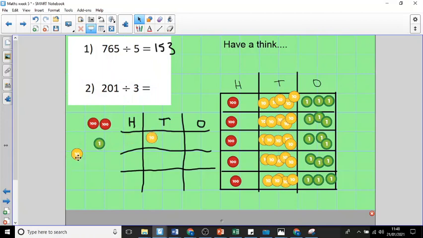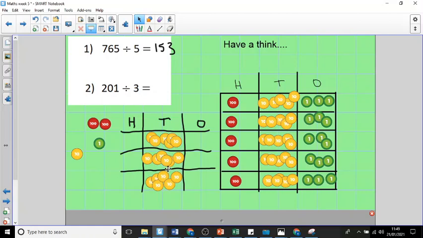So 1, 2, 3, 4, 5, 6, 7, 8, 9, 10, 11, 12, 13, 14, 15, 16, 17, 18, and then I've got 2 left, 19, 20.